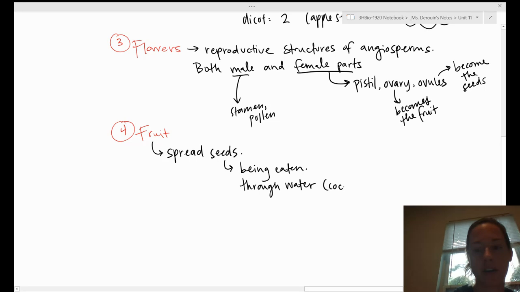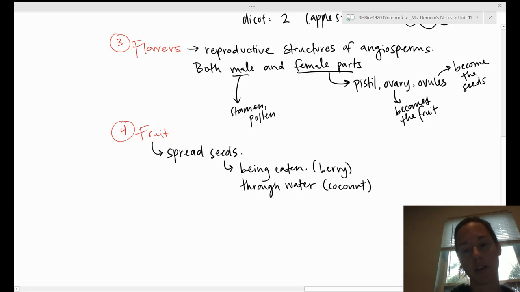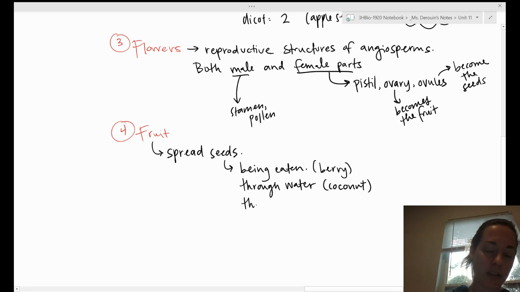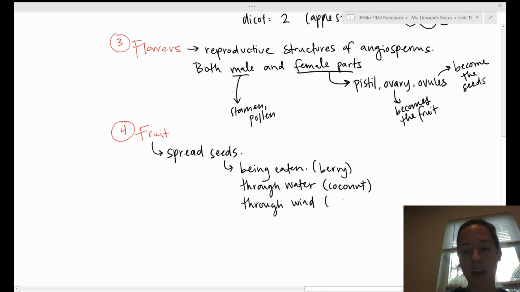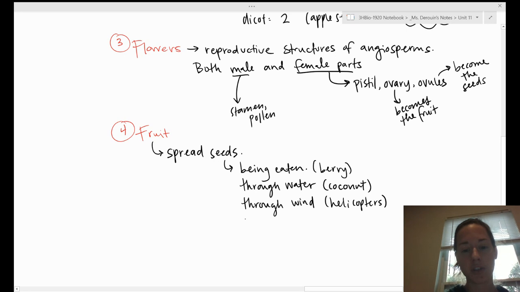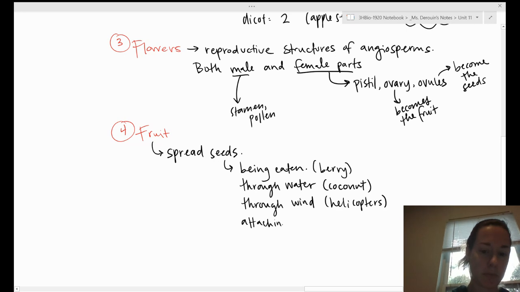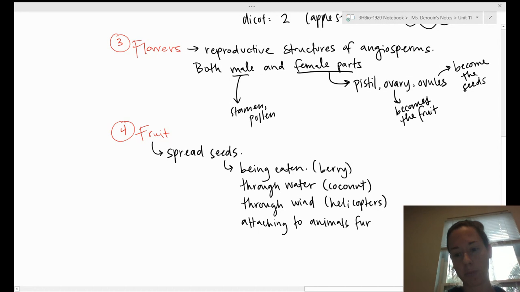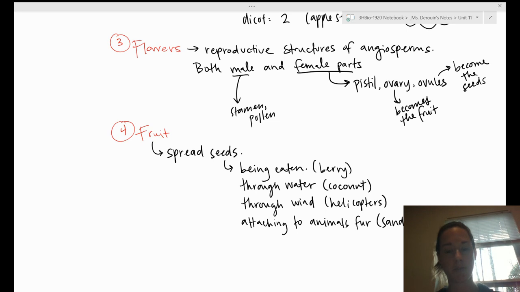They could also spread through water, like a coconut. Being eaten would be like a berry, or a lot of the fruits that we normally think of. Through wind, this will be like the helicopters that rain down, or also through attaching to animals' fur and being transported that way, and that's like a sand spur. So those are some examples of how fruit are able to spread seeds of the plant for reproduction.